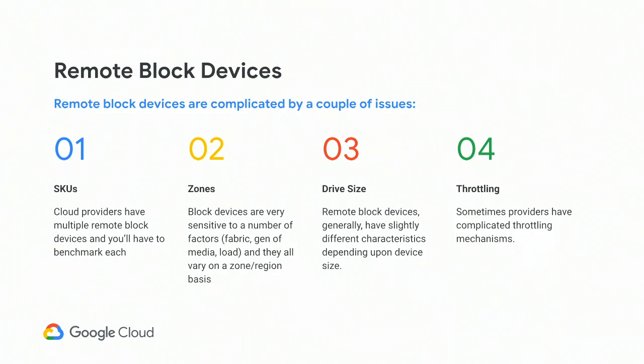And throttling. Because every cloud has block devices that are subbed very hard, to a very high degree, they have very complex throttling mechanisms. So you have to understand the throttling mechanisms that every cloud has before you benchmark them. So anyway, all this is to say, block devices sadly are pretty complicated.